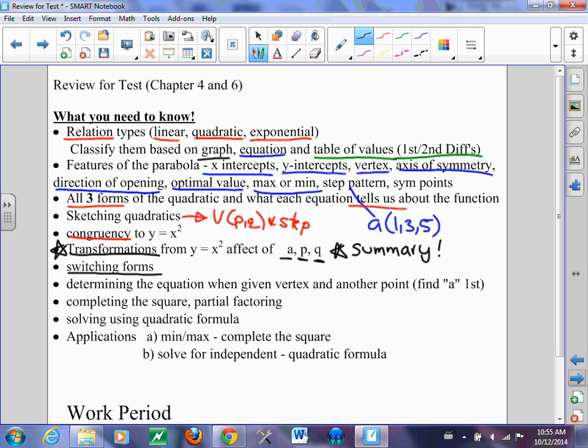Make sure you know how to switch forms. For example, you switch from vertex to standard to find the y-intercept, or you switch from standard to vertex to find the max value. Okay, you need to be able to switch forms back and forth.